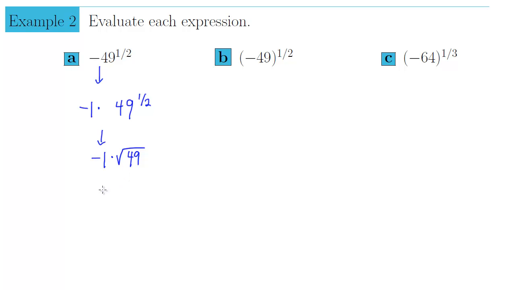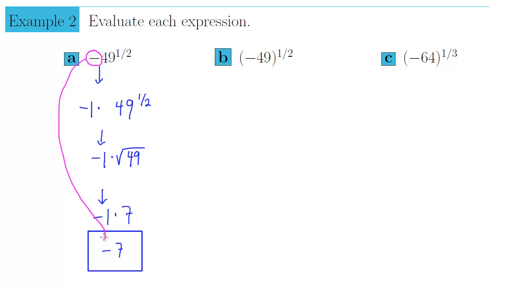The square root of 49 is 7. So we take 7 and we multiply it by -1, which means our final result here is going to be -7. Okay. So when you have a negative sign not in parentheses, the fraction power does not apply to it. In fact, if you notice, all the negative sign outside did was change our result to a negative.